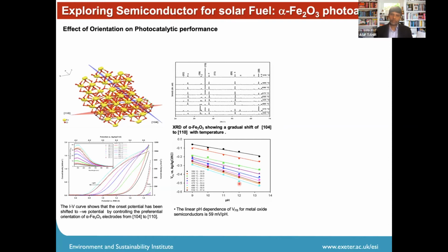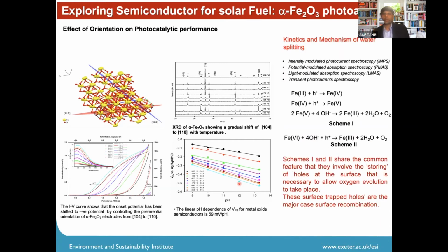and efficiency. And then using a range of spectroscopic techniques, which include intensity modulated photocurrent spectroscopy, potential modulated absorption spectroscopy, light modulated absorption spectroscopy, and transient photospectroscopy, we have developed a mechanism of oxygen evolution on alpha hematite as a photoanode.